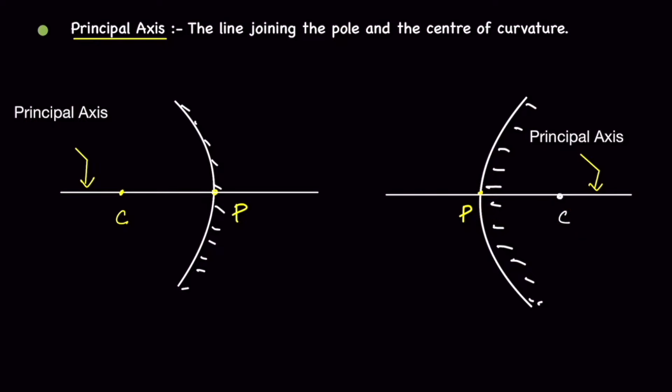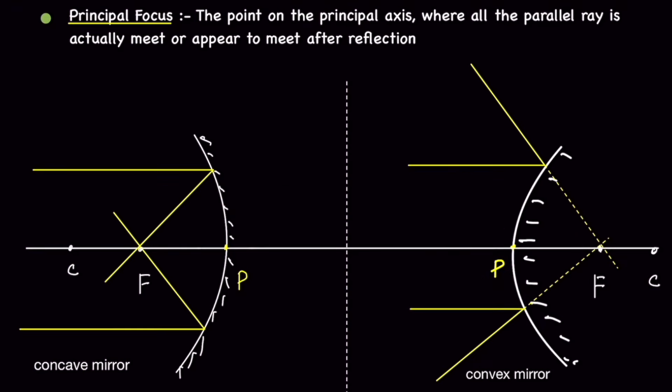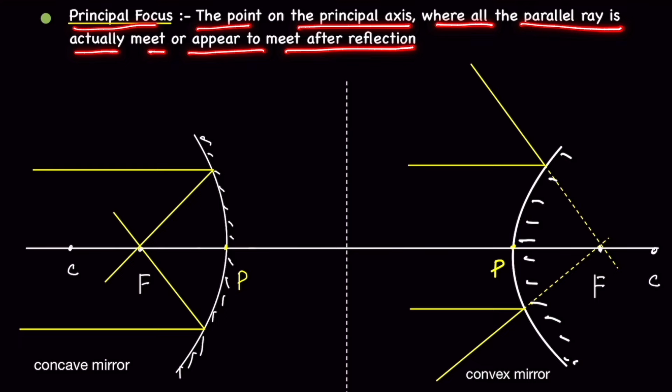Next is principal focus. Principal focus is an important term. We will use this everywhere in the light chapter. So principal focus is the point on the principal axis where all the parallel rays actually meet or appear to meet after reflection.